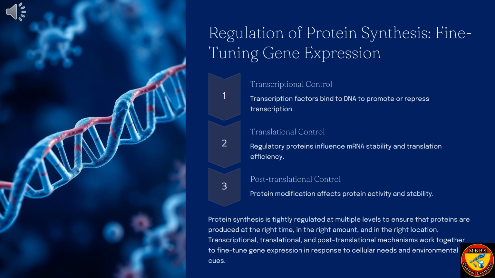MicroRNAs and siRNAs, small RNAs that regulate gene expression by binding to mRNA, often leading to degradation or translational inhibition. mRNA binding proteins, proteins that interact with mRNA, influencing its stability, localization, or translation. Phosphorylation and other modifications, post-translational modifications that can activate, inhibit, or alter protein function.